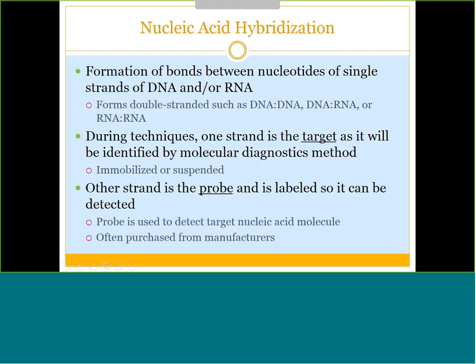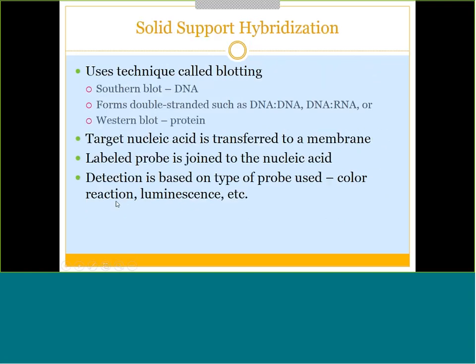So during the technique, one strand is going to be your target strand, and that is the strand that we will kind of suspend. And the other strand, because remember, it's always a double-stranded DNA, your other strand is going to be your probe, and we're going to label it so we can easily detect it. All right, so there's different types of hybridization methods to this.